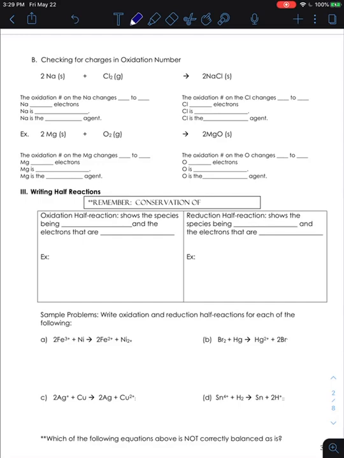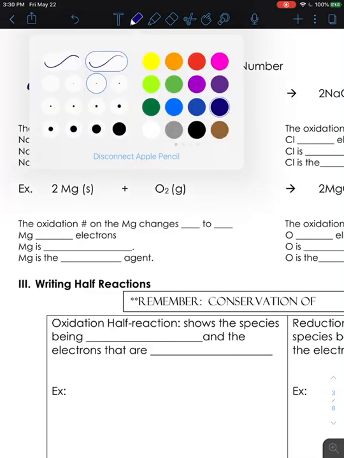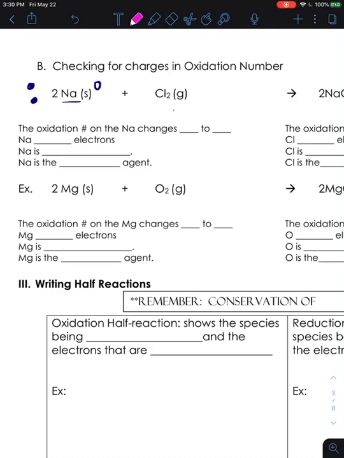So this is by itself. Okay, what does that mean? It means that there is an element by itself. There's 2 of them, but each of those elements is by itself. So that's going to get an oxidation number of 0. Chlorine is by itself. Okay, diatomically, it's going to be 2 chlorines stuck together, all by itself. Therefore, that oxidation number is going to be 0.